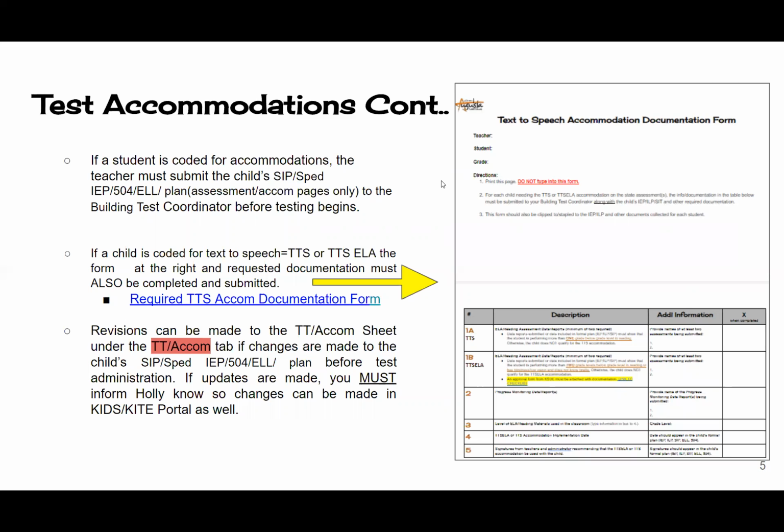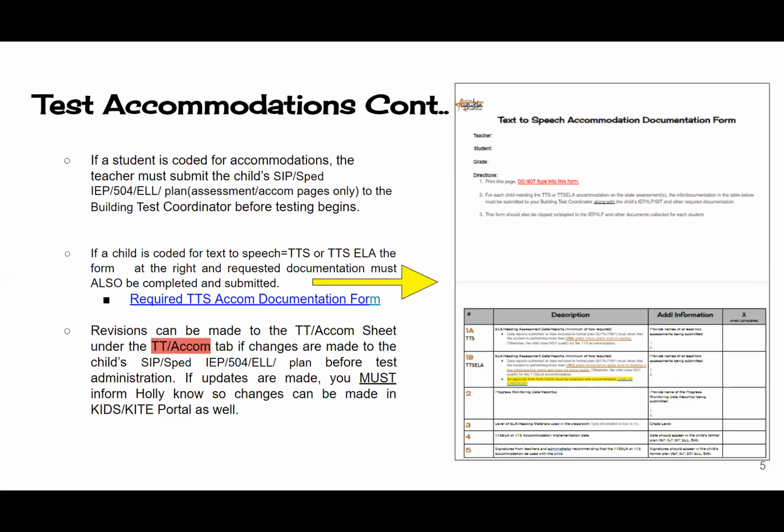If a student has been coded for accommodations, this is the form that was submitted and must be done before testing begins. If a child is coded for text-to-speech or text-to-speech ELA, the form at the right and requested documentation must also be completed and submitted to your building test coordinator before testing begins.